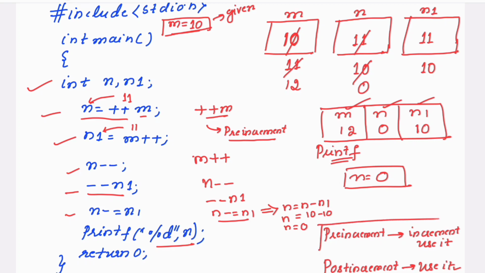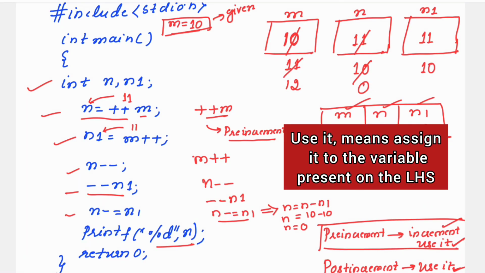Just remember this sentence: pre-increment, increment first. Pre is: first you increment it, then you use it. Use it means whatever value you get, you assign it to whichever variable you are using in the program. Next, post-increment. Post is after. So that means first you use it and then you increment that value. This is all about the increment and decrement operations with an example in this session.